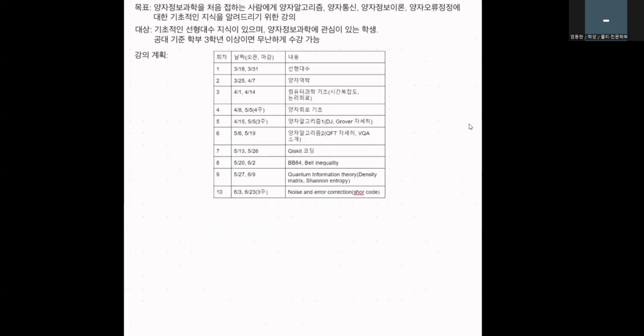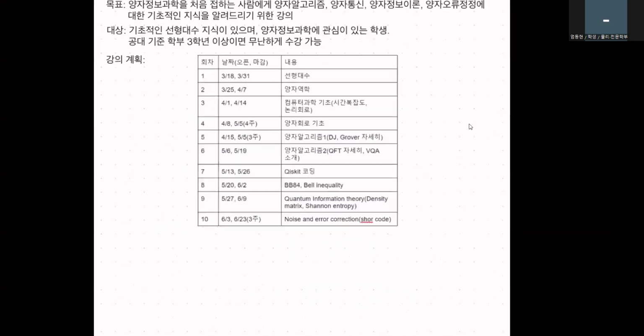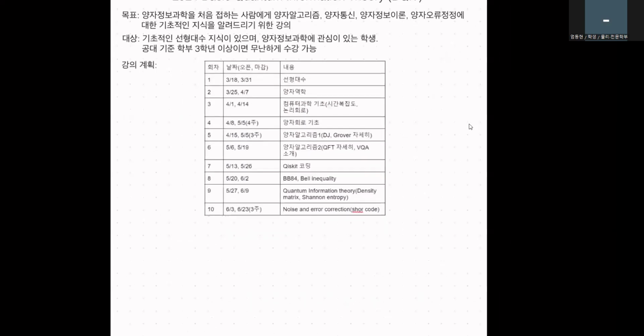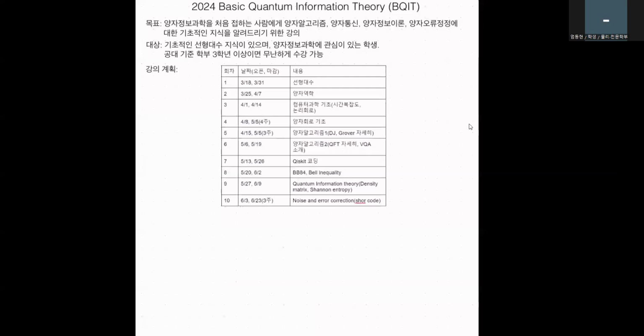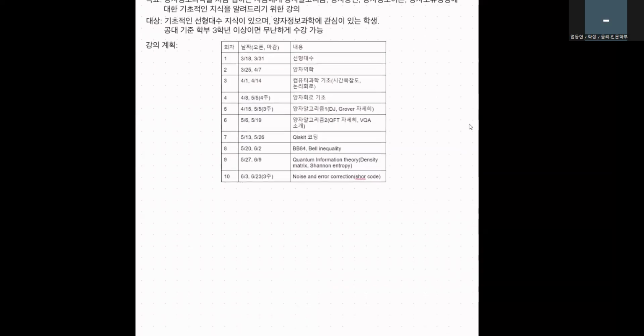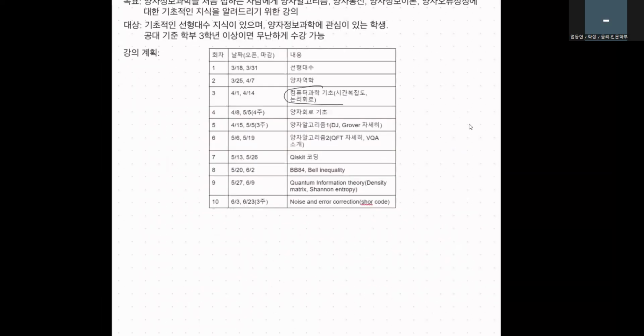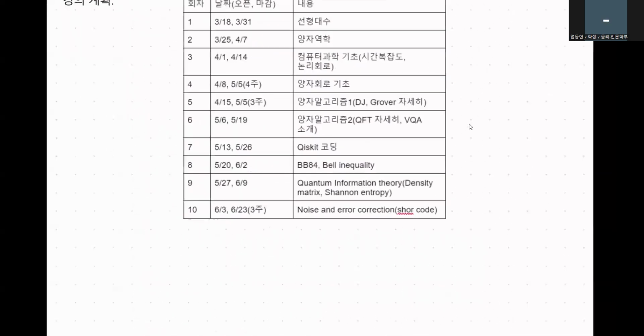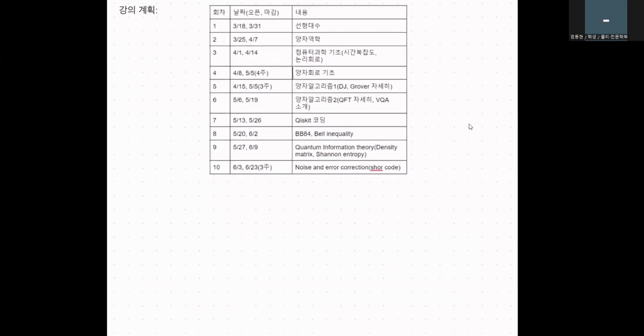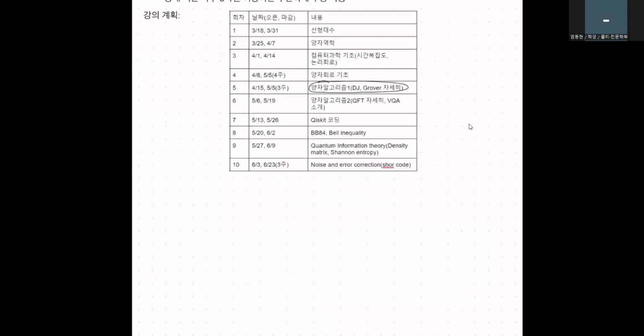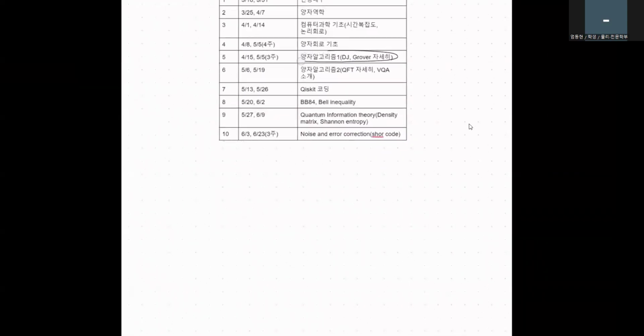So, to take a look at the syllabus, basically, we start out with the basics of linear algebra, which is the language of quantum mechanics, the fundamentals of quantum mechanics, and then we move on to some of the basic notions of computer science, such as complexity theory and logic gates. We then move on to the basics of quantum circuits, and then we cover some fundamental quantum algorithms, such as the Grover algorithm and the quantum Fourier transform.